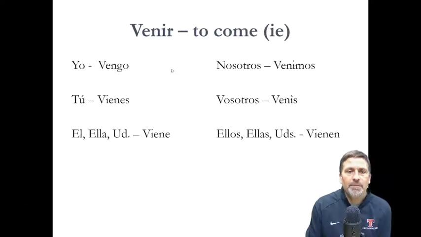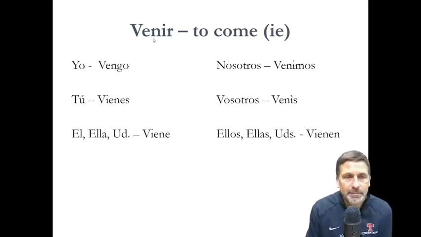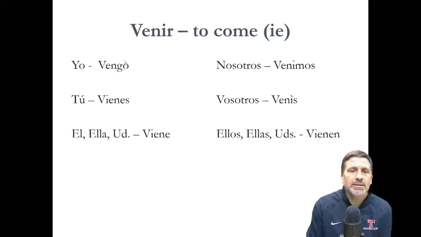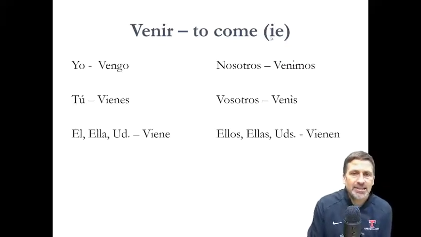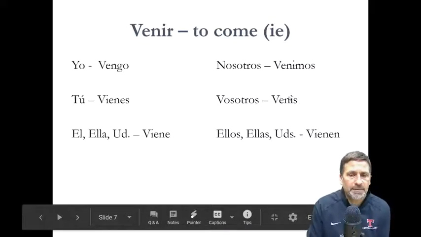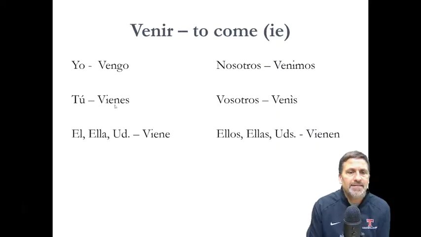Next verb, venir. Venir is similar to tener, to come. I come to school on a bus. Yo vengo a la escuela en camión. Okay, so it's irregular in the yo form with vengo. I have to add that G in there for pronunciation purposes. And then the E changes to an IE in all forms except for the nosotros and vosotros. Vienes, viene, venimos, venís, vienen.